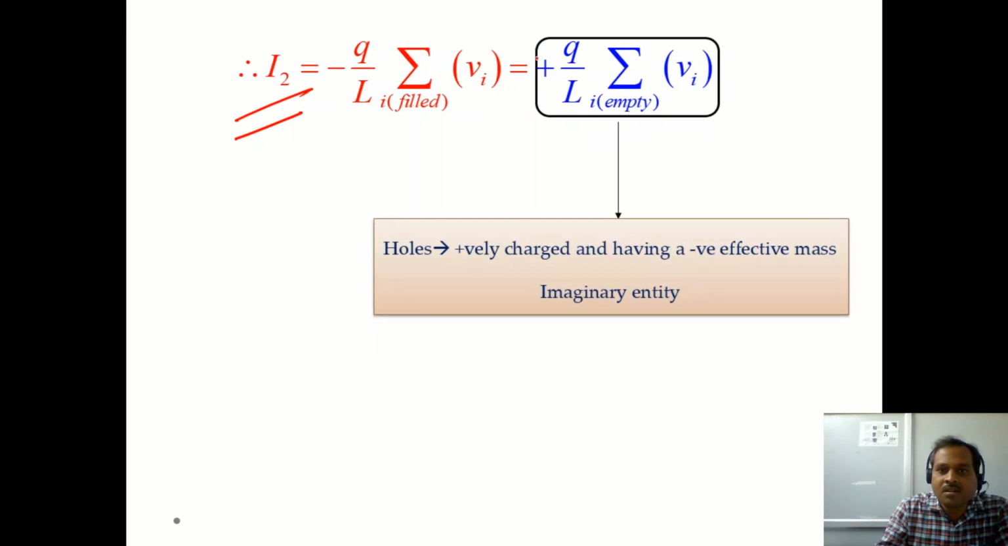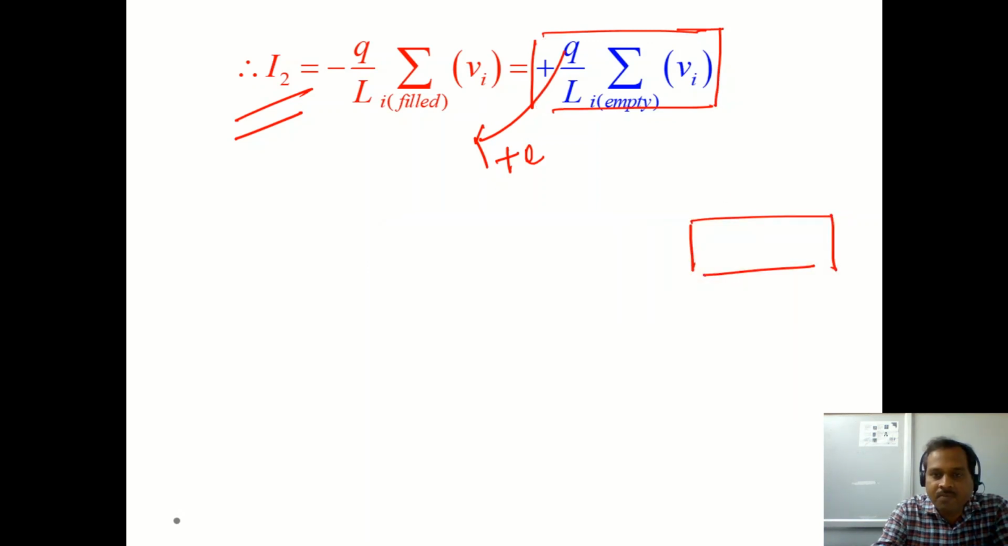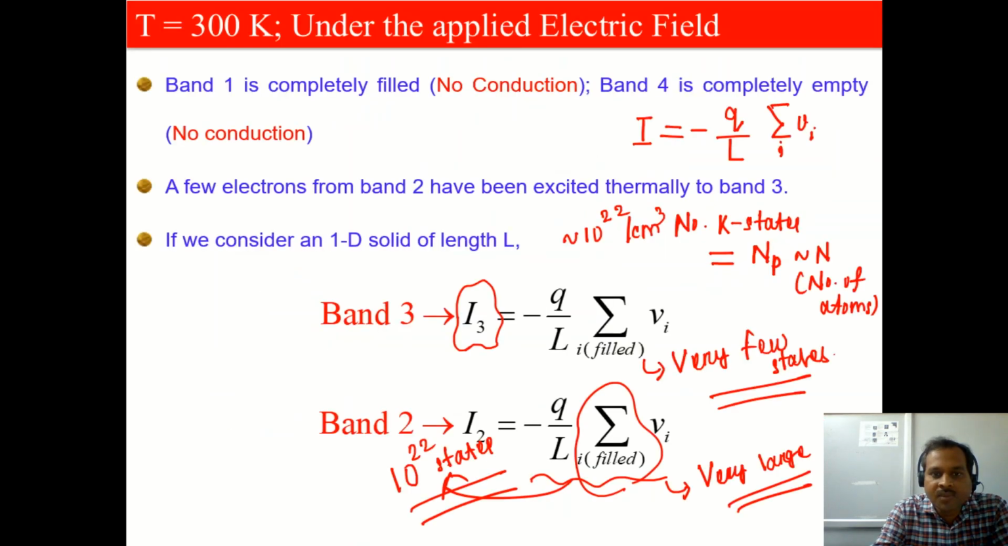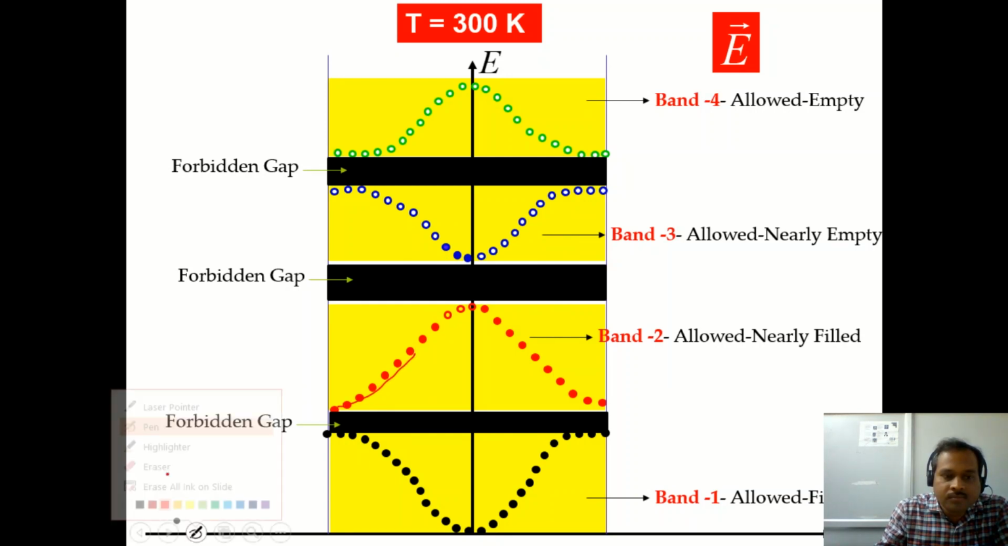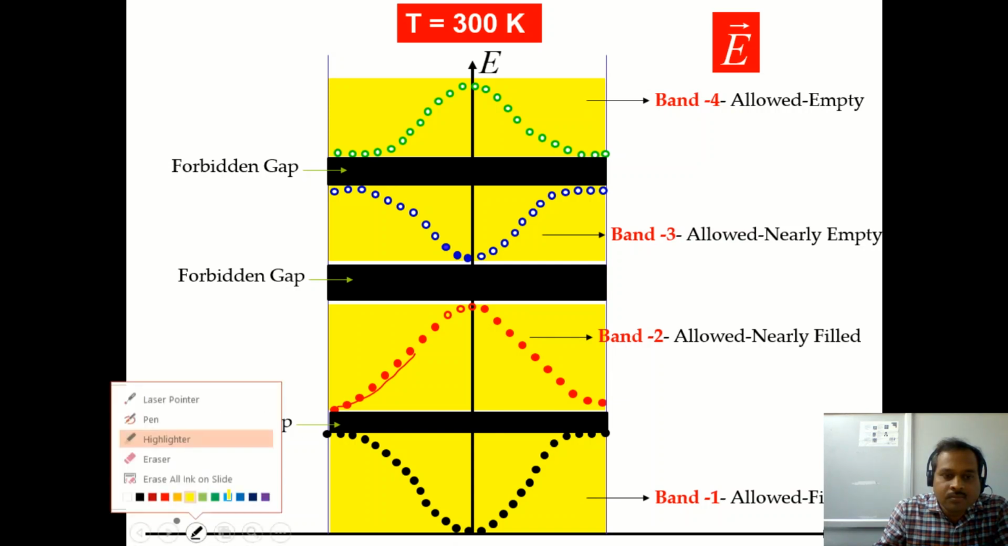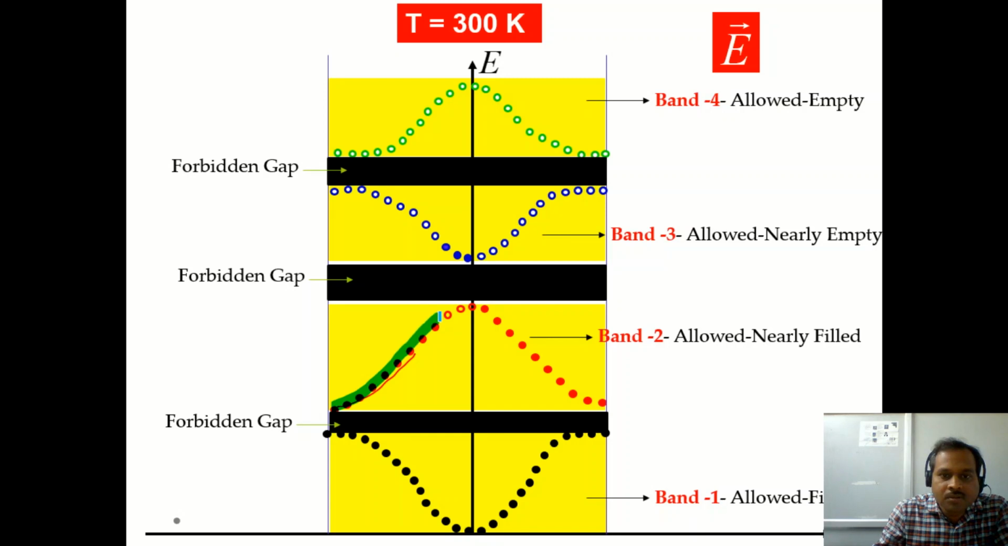So we have introduced a new kind of hypothetical particle which has a charge of plus q, and the effective mass is going to be negative. Because if you look at the band diagram here, for band 2, let me erase the ink here for more clarity. If you look at this band diagram here, this band 2, here the slope is negative, sorry, the curvature is negative.